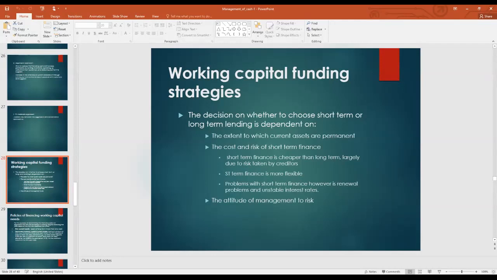Now, the financing of working capital can come from 2 main sources, either a long-term capital source or a short-term capital source, either short-term loans or long-term loans. So between the 2, which one is more risky? Long-term. Long-term loan is more expensive, but it's less risky.